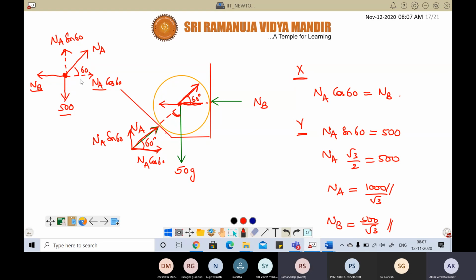How did you get negative? The vertical component, is it acting upwards or downwards? NA sin 60. Now here, the normal reaction is on which side? In which quadrant is it? Second? First. First quadrant, no? So first quadrant means what will be the X component and the Y component? See, the normal reaction is like this, correct or not? Yes, sir. So the normal reaction on the sphere will be like this.